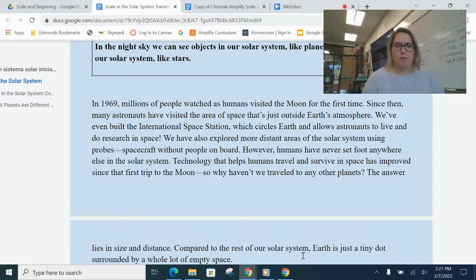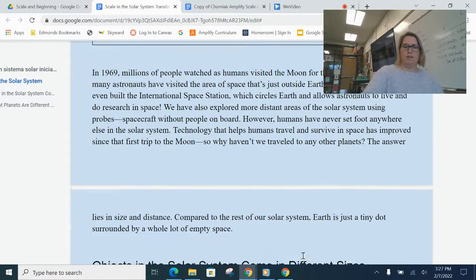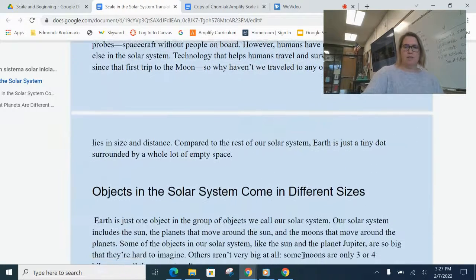Technology that helped humans travel and survive in space has improved since that first trip to the moon. So why haven't we traveled to any other planet? The answer lies in distance. Compared to the rest of the solar system, Earth is just a tiny dot surrounded by a whole lot of empty space.